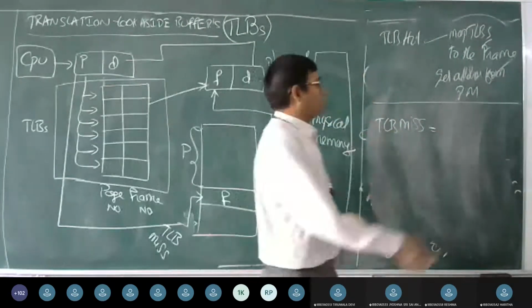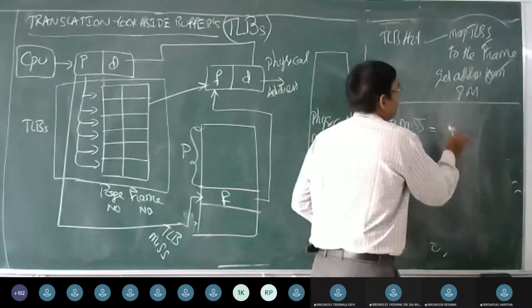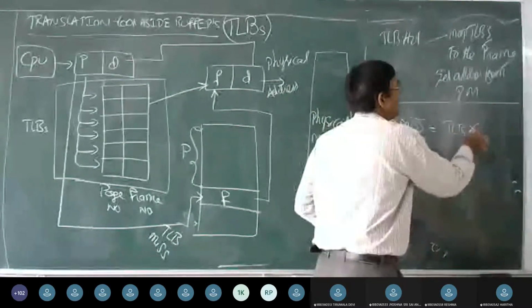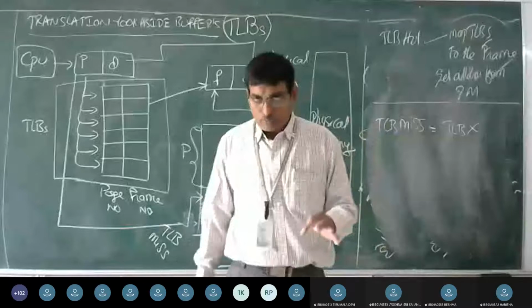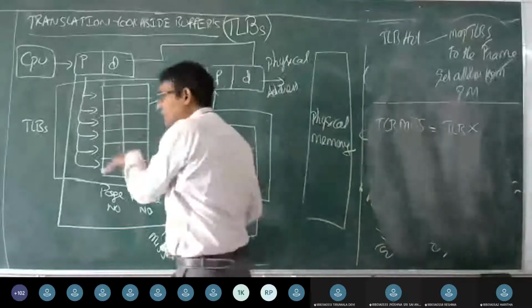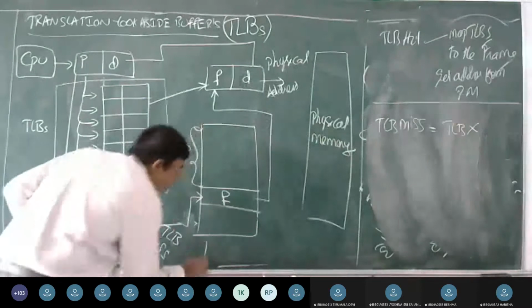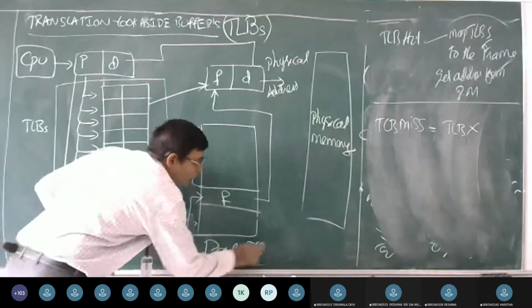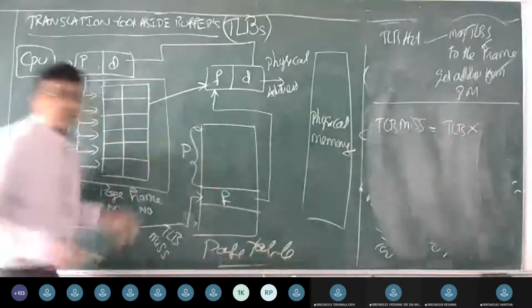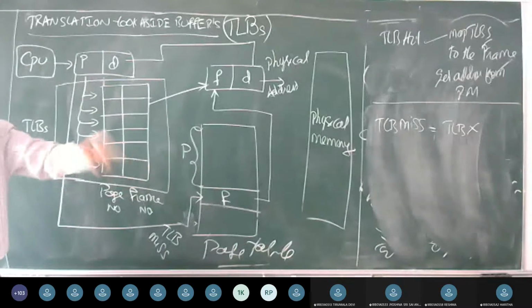Very simple. The TLB doesn't have the data. So instead of searching the TLB, you go and search into the page table. Okay, that was the first solution proposed.